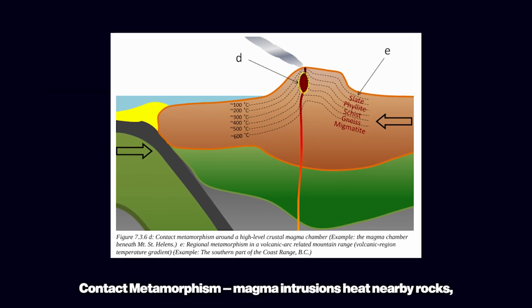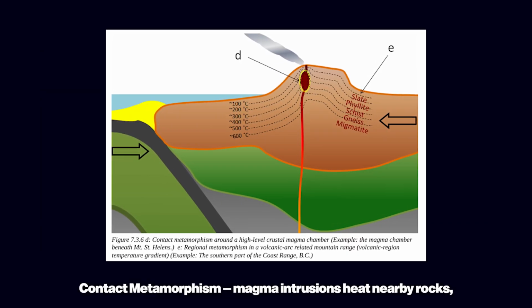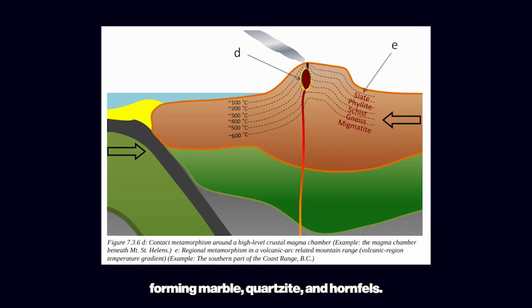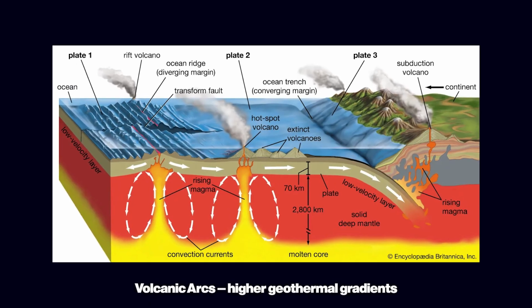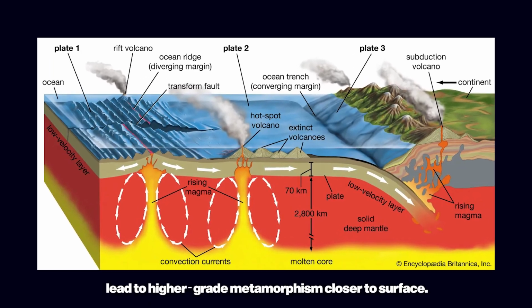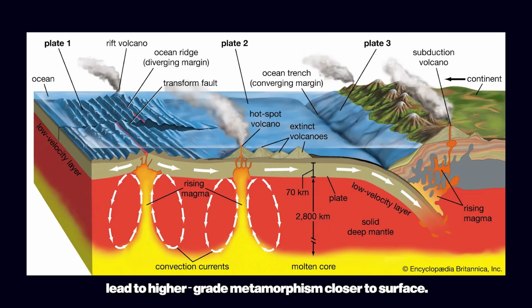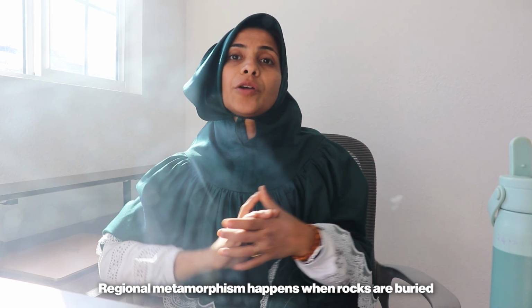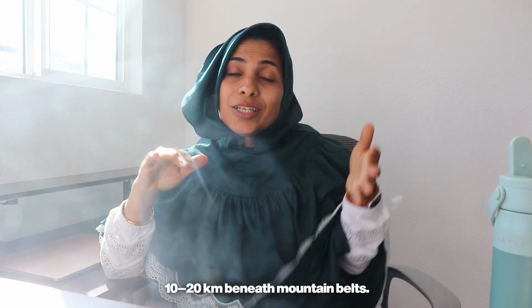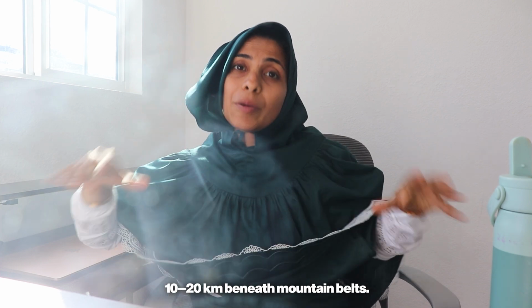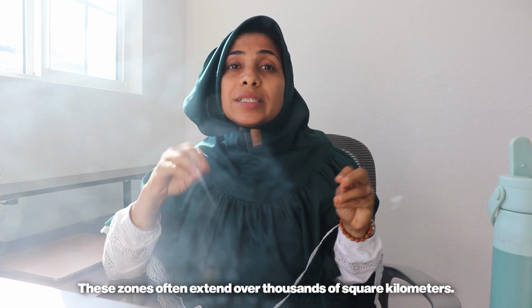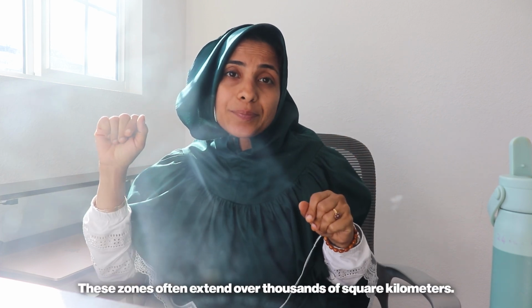Contact metamorphism: magma intrusions heat nearby rocks, forming marble, quartzite and hornfels. Volcanic arcs: higher geothermal gradients lead to higher grade metamorphism closer to the surface. Regional metamorphism happens when rocks are buried 10 to 20 kilometers beneath the mountain belt. These zones often extend over thousands of square kilometers.